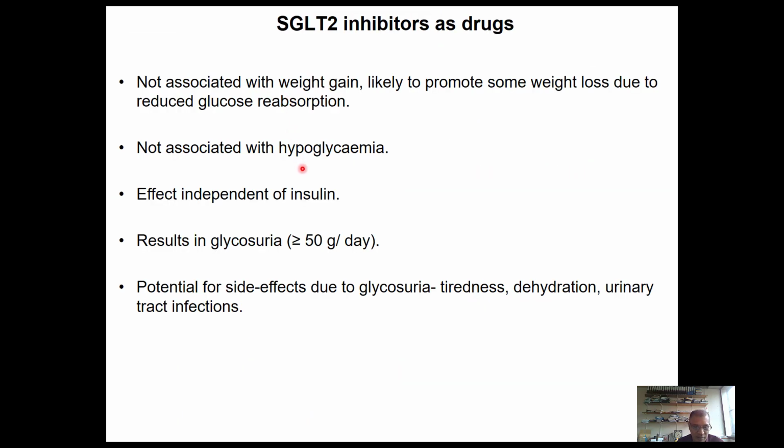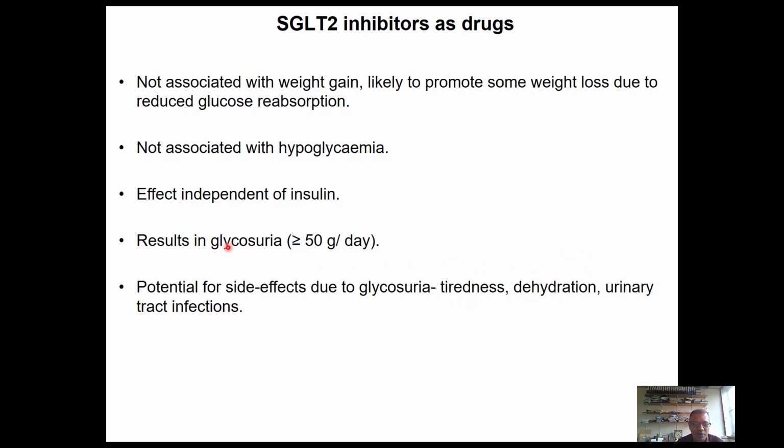So with this drug, it causes glycosuria, which is the presence of glucose in the urine at a level of over 50 grams a day. And that in itself can cause side effects. So firstly, you have a high level of glucose in the urine that changes its osmotic pressure and leads to a more viscous urine. And this can cause tiredness, also dehydration.